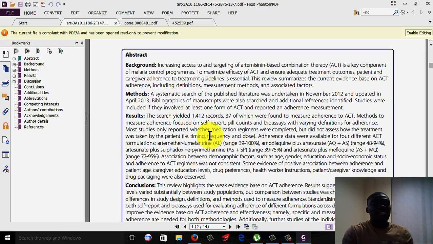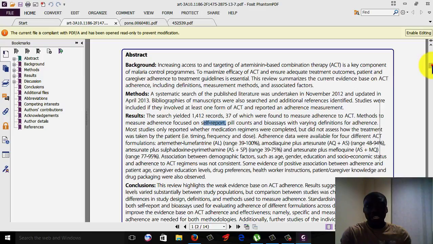Okay, straight away, as soon as I realized this method to measure adherence, focus on what? Self-reports. Have you seen that? Self-report. Pill count. As you are sitting down, did anything like pill count come to your head? And do you know what pill count even is? Yeah. Good. So it's giving you an idea as to how you could develop your instrument. Okay? And then bioassay with varying definition. So just from here, we are getting some things.